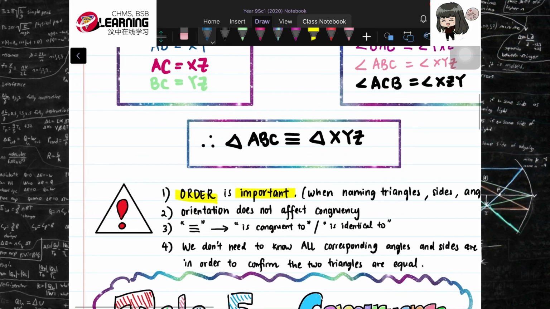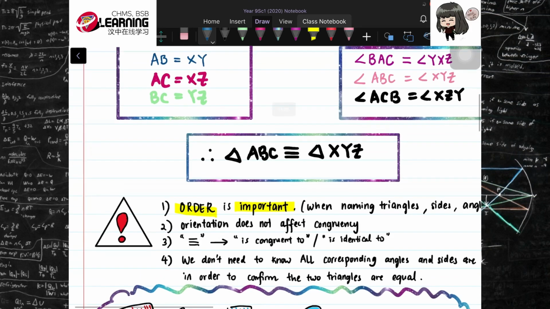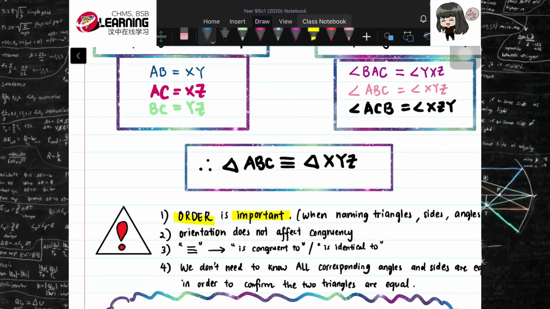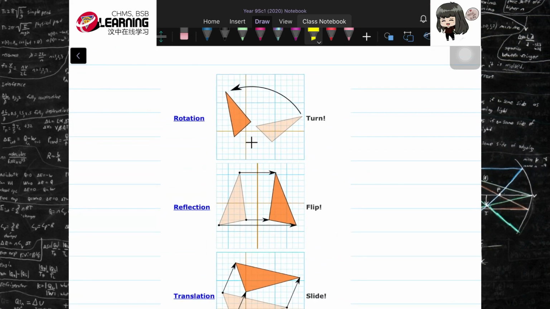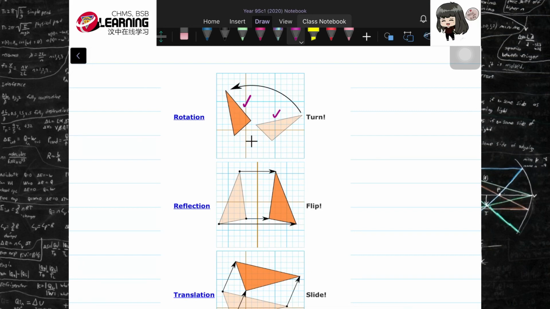The second one: the orientation does not affect congruency. As in, if you rotate the triangle, it does not affect the congruency. I give you an example, this one you don't need to copy. These two triangles are congruent, and if they rotate, they will still be congruent. They are still congruent triangles because they have the same shape, same size, the same corresponding sides, and the same corresponding angles.